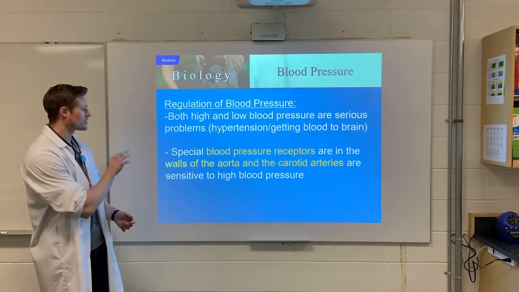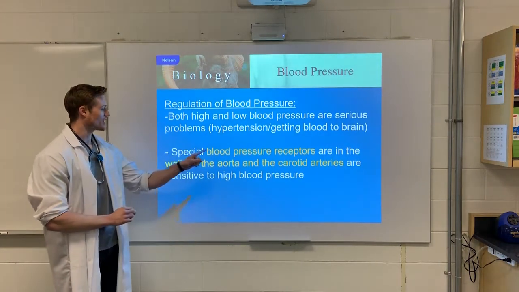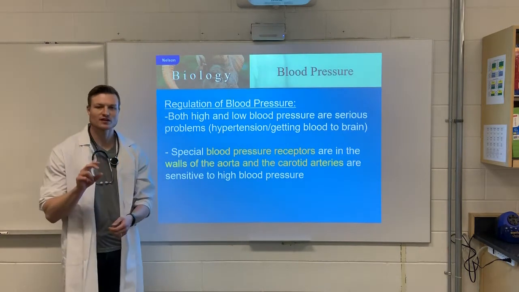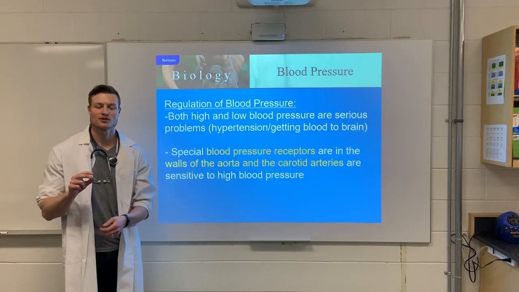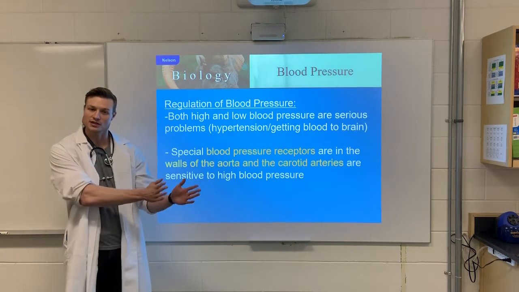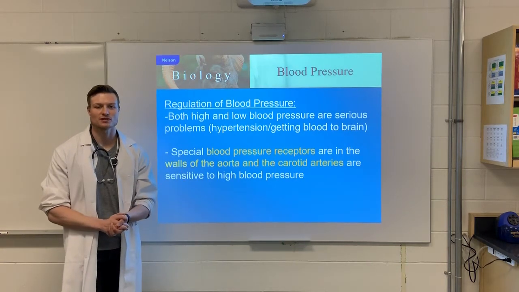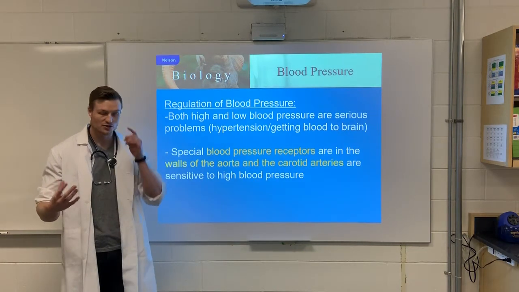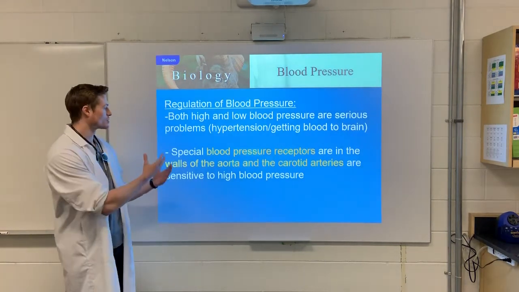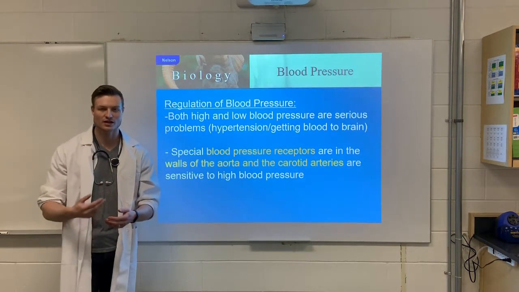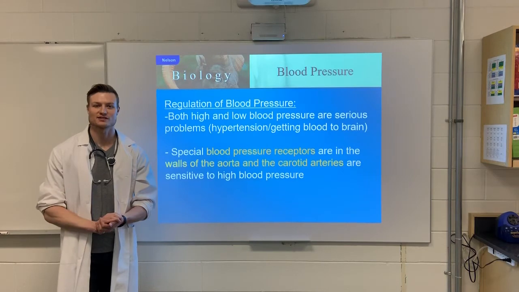So we have special blood pressure receptors in the aorta as well as the carotid arteries, and they are very sensitive to high blood pressure. So if your blood pressure gets too high, these receptors, just like your chemoreceptors in your respiratory system, will act and then switch things up accordingly. So if your blood pressure is too high, your body needs to adjust to that, your circulatory system needs to adjust to that, your cardiac or your heart needs to adjust to that as well.